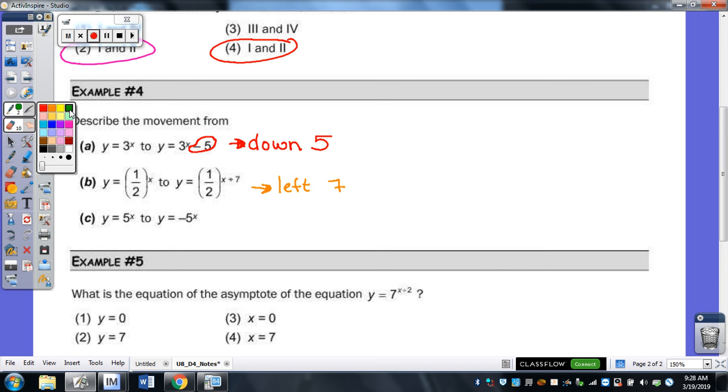And then our last one here, we added this negative sign out in front. That negative out in front does what? Reflect over the x-axis. Negative out in front is always the x-axis. If the negative was with the x in the exponent, that would be over the y-axis.